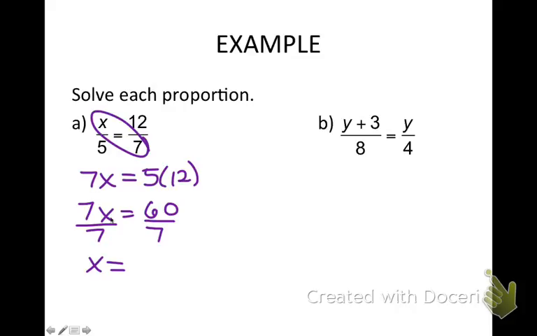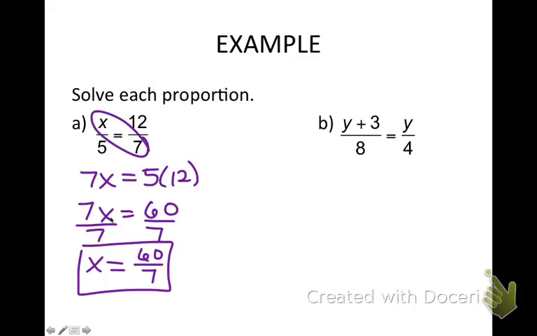If all else fails, just leave it as a fraction and see if you can reduce it. So 60 over 7, I cannot reduce. So I'm just going to leave it as 60 over 7. So it's a non-terminating decimal. So you want to give exact answers is the theory behind it. All right, let's look at B.